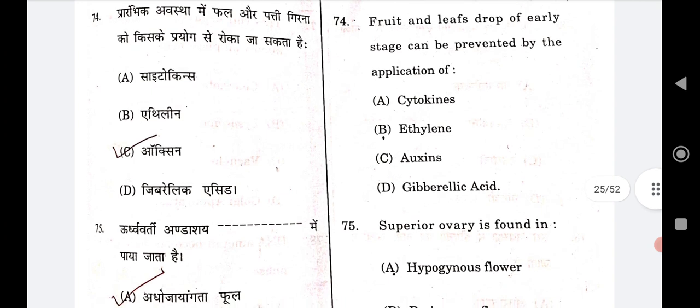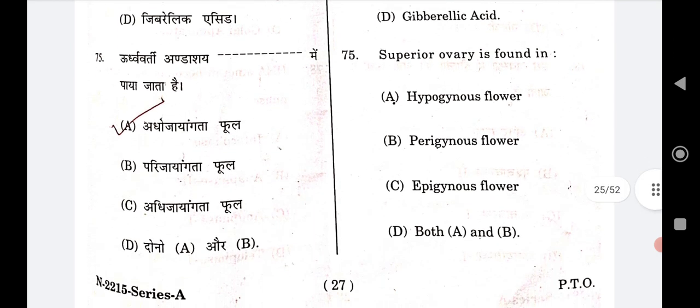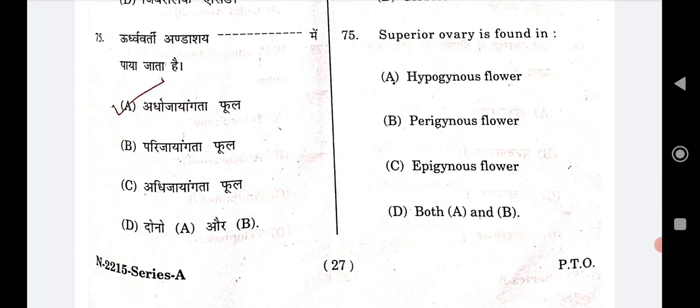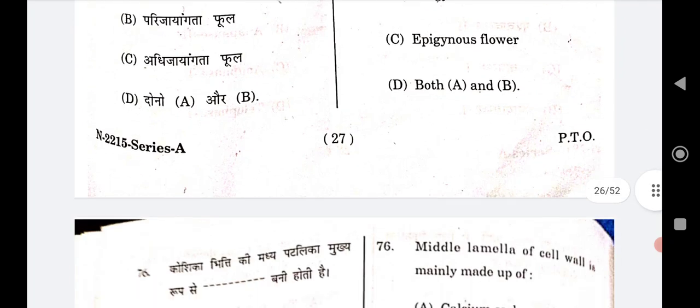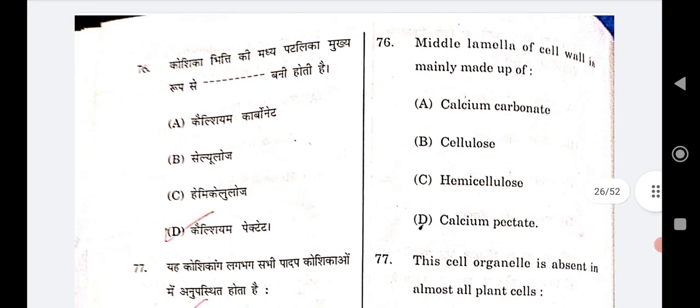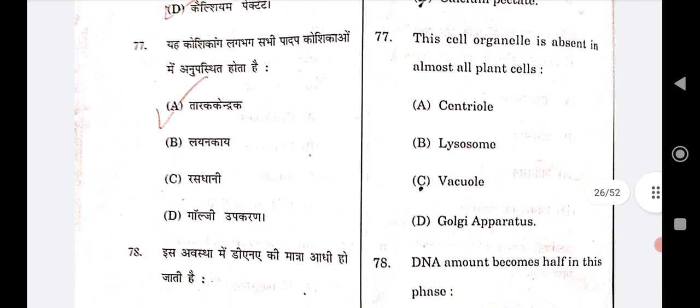Next question, fruits and leaves dropping at an early stage can be prevented by the application of, so correct option will be auxin. C is the correct one here. Superior ovary is found in hypogynous flower. A is the correct one. Middle lamella of cell wall is mainly made up of calcium pectate. D is the correct one here. The cell organelle absent in almost all plant cells, so correct answer will be centriole. A is the correct one.